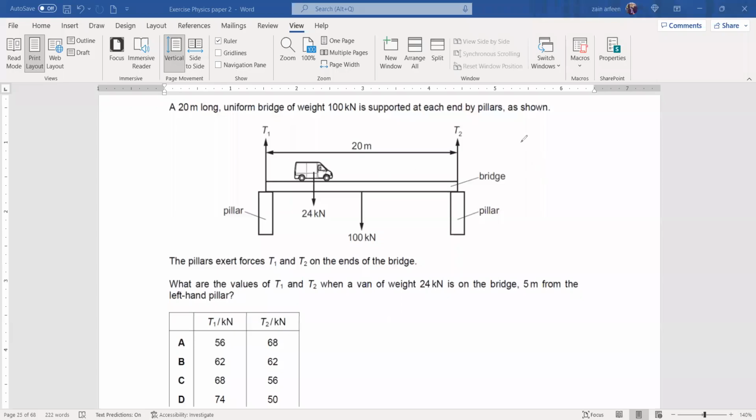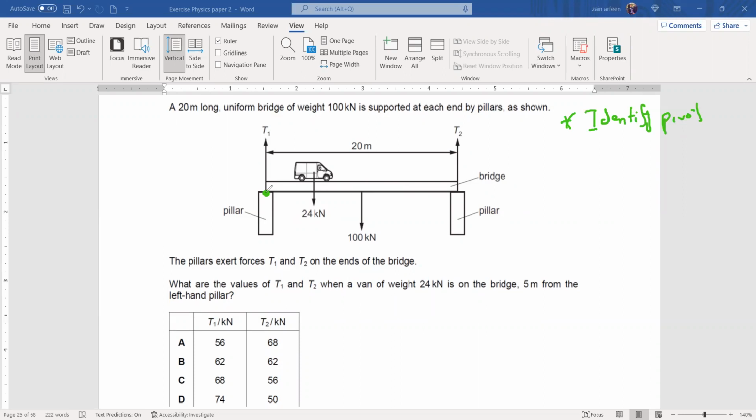So whenever a question is related to a turning effect, the first thing we consider is to identify the pivot. Means we consider a point around which the object can rotate. In this case, you have two possible pivots. You can have a pivot at pillar 1, or you can have a pivot at pillar 2. Only one side you can take a pivot. You cannot take the pivot on both sides.